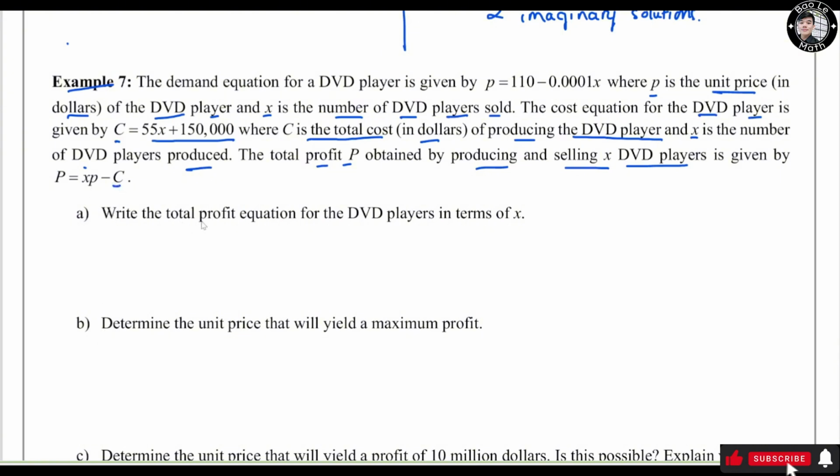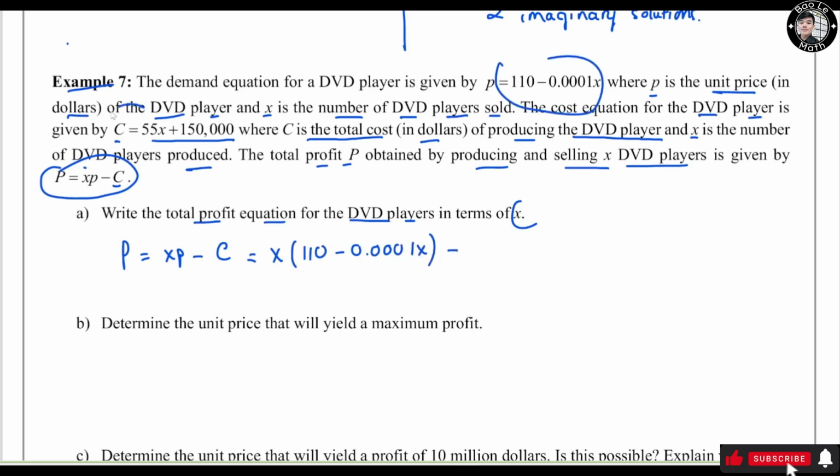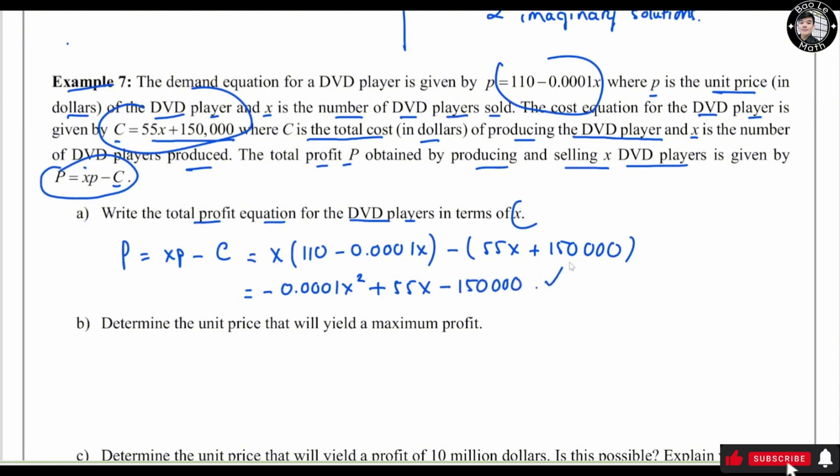Question A. Write the total profit equation for the DVD players in terms of S. We have the total profit is given by this one, right? Little p is given by this right here, and then subtract the cost. The cost is given by this one right here. It's going to be negative 0.0001 S squared, and then S times 110 is going to be 110S. Subtract 55S is going to be plus 55S, right? Distribute the 1 right here, it's going to be negative 150,000, right? This one is the answer.